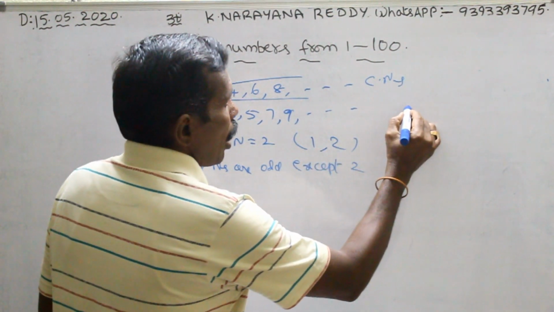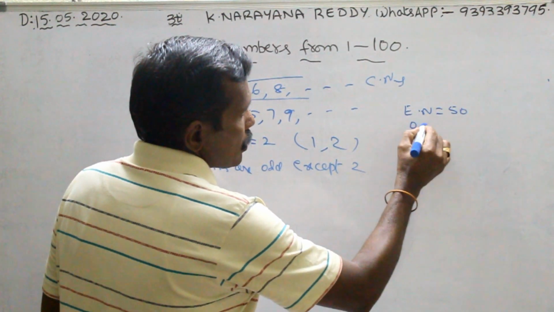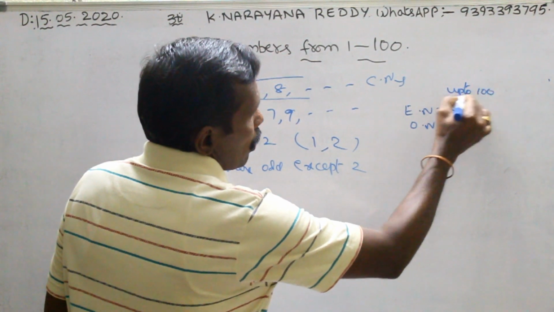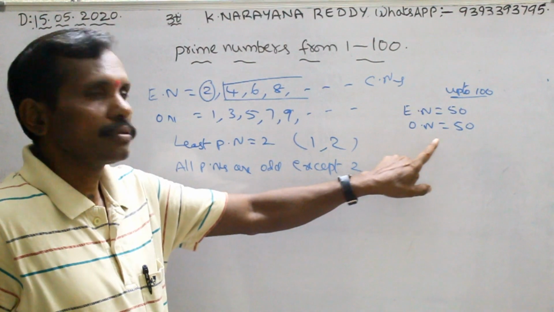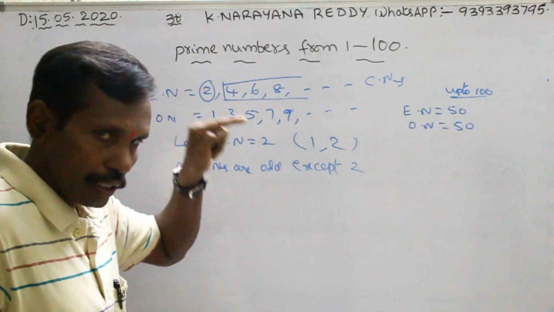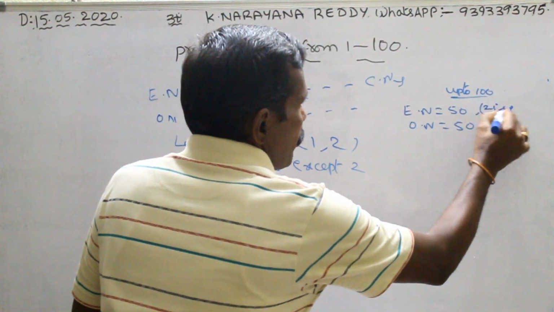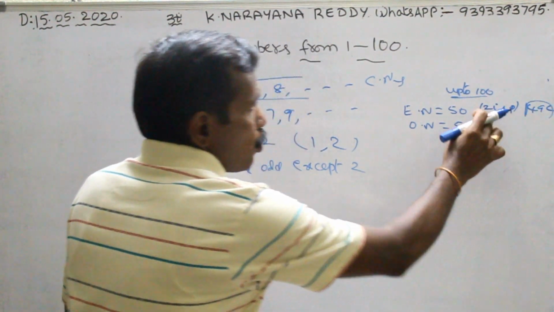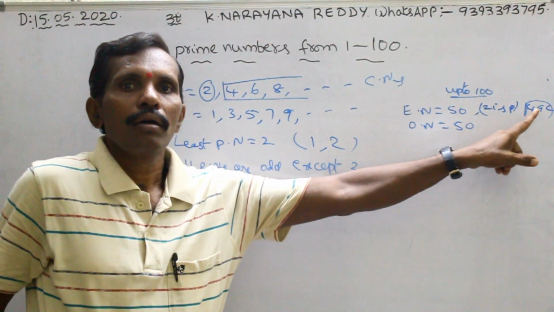Suppose, how many even numbers are there up to 100? 50. How many odd numbers? 50. Now, of these 50 even numbers, only 2 is prime. Only 2 is prime, and the remaining are all composite. That means 49 numbers are composite. 2 is the only prime; 1 is not prime. Remaining all are composite.